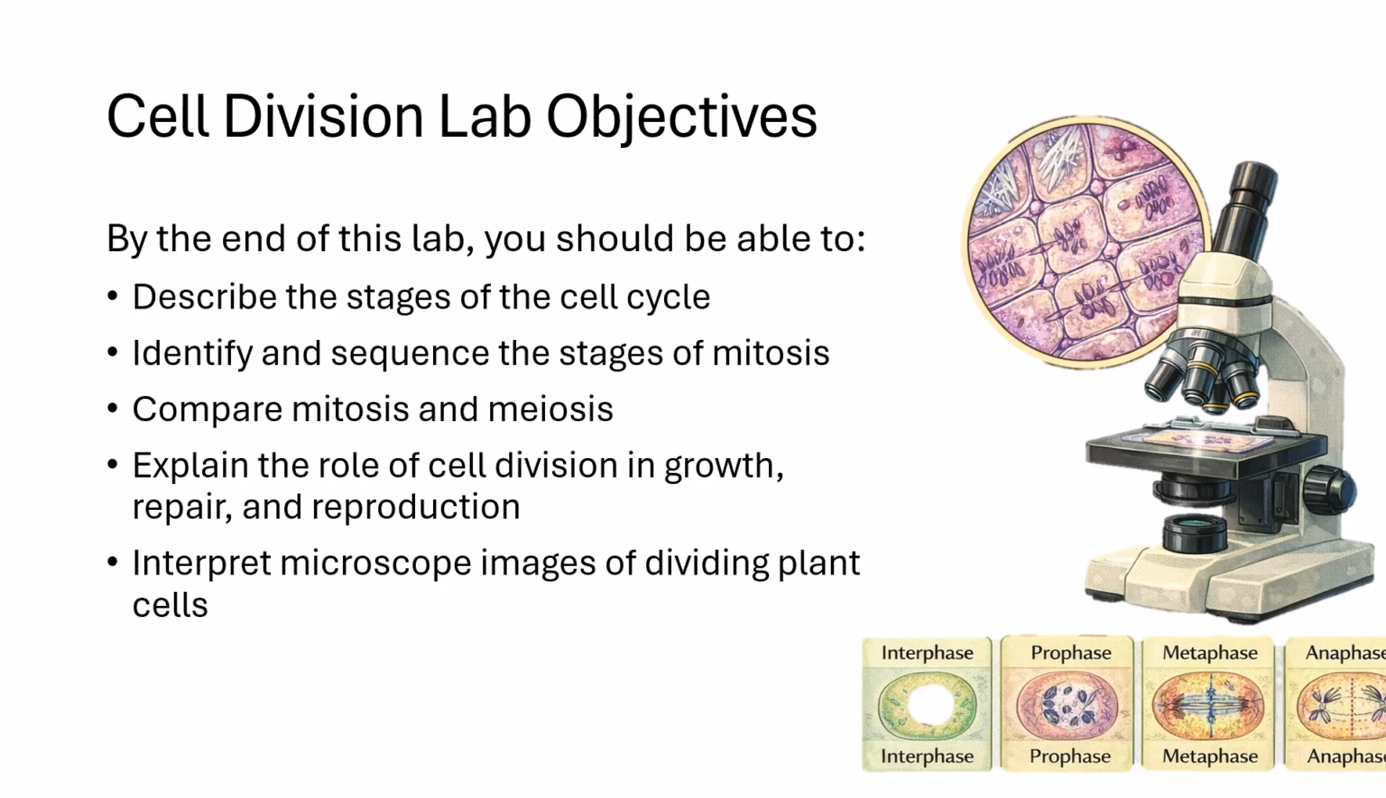By the end of this lab, you should be able to describe the major stages of the cell cycle and recognize what is happening during each phase. You will learn to identify and correctly sequence the stages of mitosis and understand how chromosomes behave during each stage. You'll also compare mitosis and meiosis and explain how each process contributes to growth, tissue repair, and reproduction in plants. Finally, you'll practice interpreting real microscope images of dividing cells, using visual evidence to support your identification of each stage.